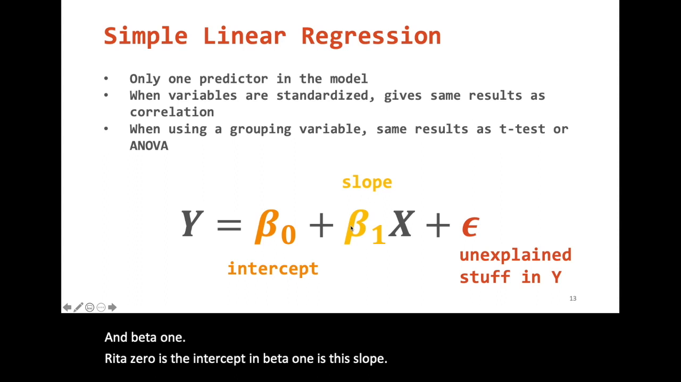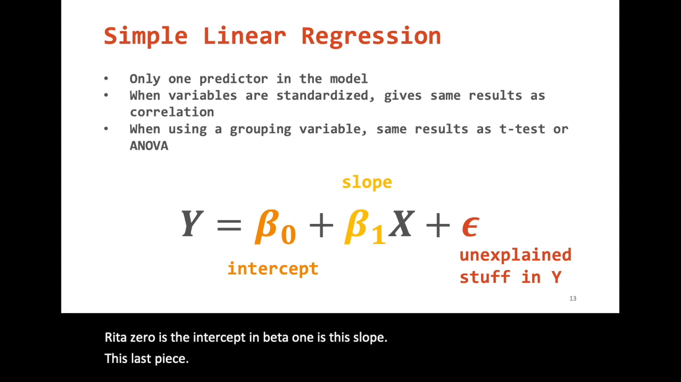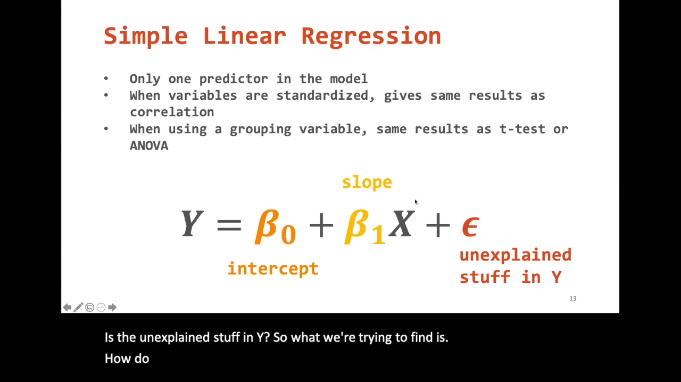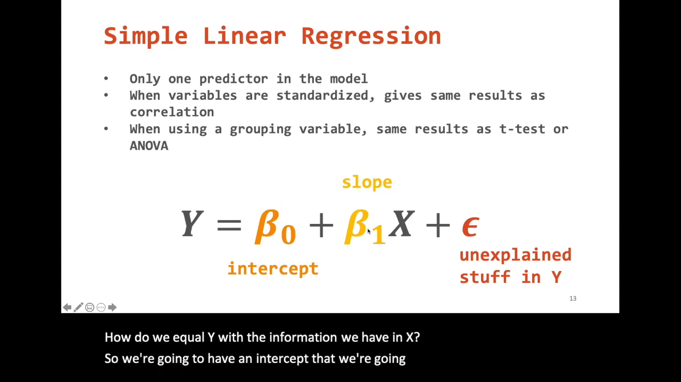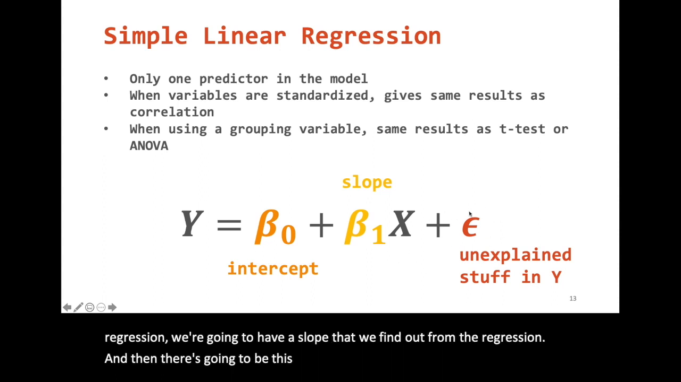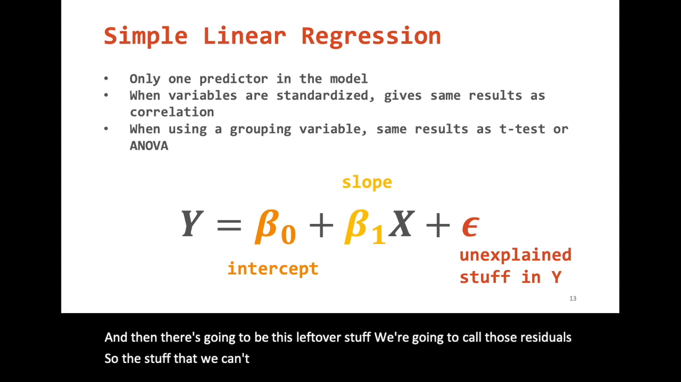This last piece is the unexplained stuff in y. So what we're trying to find is, how do we equal y with the information we have in x? We're going to have an intercept that we find from the regression. We're going to have a slope that we find from the regression. And then there's going to be this leftover stuff. We're going to call those residuals. They're the stuff that we can't explain with x, that still is in y. We're going to give some examples to help with this.